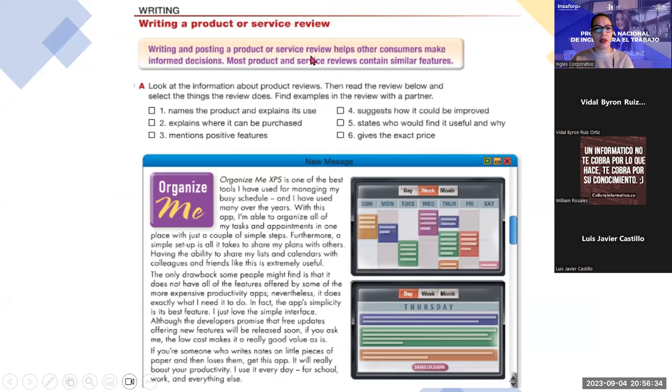Writing and posting a product or service review helps other consumers make informed decisions. Most product and service reviews contain similar features. And here we have the features. Look at the information about the product review and then read the review below and select the things the reviewer does. Find examples in the review with a partner. Number one, names the product and explains its use. Number two, explains where it can be purchased. Number three, mentions positive features. Number four, suggests how it could be improved. Number five, states who would find it useful and why. And number six, gives the exact price.